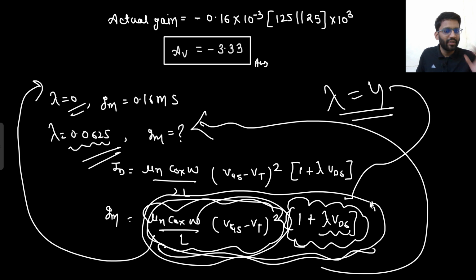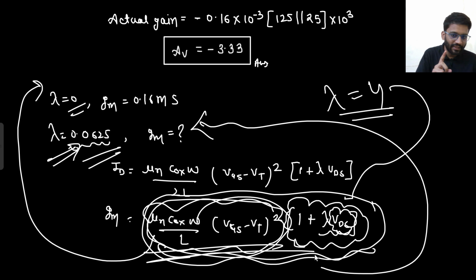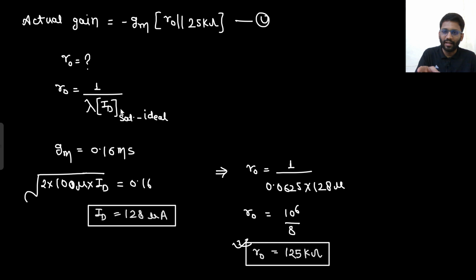So there is a 99.99% chance that your GM will not change. In some cases, if the lambda value is given as very large, then you can consider something else. In that case, they will give you the value of VDS as well. What is this VDS? Large signal VDS. This is not small signal. All of these are large signal. This ID is large signal.